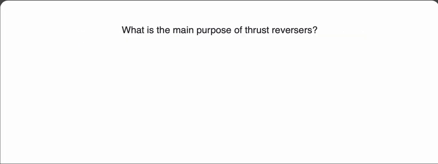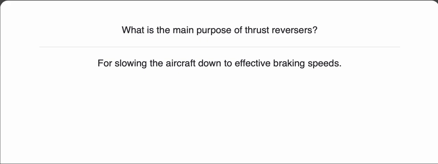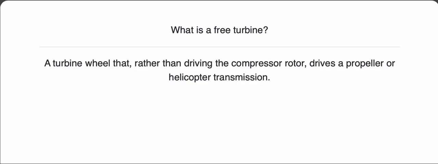What is the main purpose of thrust reversers? For slowing the aircraft down to effective braking speeds. What is a free turbine? A turbine wheel that, rather than driving the compressor rotor, drives a propeller or helicopter transmission.